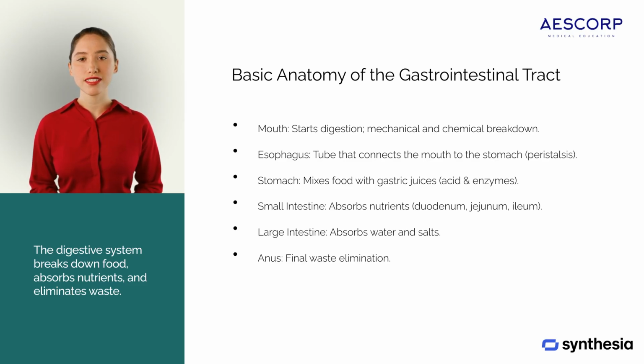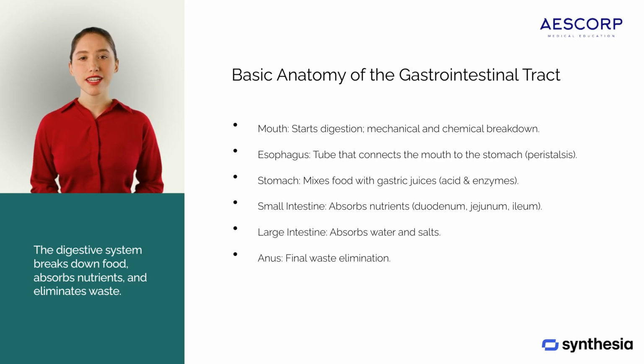The gastrointestinal tract is a long tube starting with the mouth and ending at the anus. Here's a simple way to visualize it. Mouth, where digestion begins. We chew food, mix it with saliva, and break it down into smaller pieces. Esophagus, the tube connecting the mouth to the stomach. The food moves here via swallowing. Stomach, a sac-like structure where food is mixed with gastric juices, acid, and enzymes to further break it down.